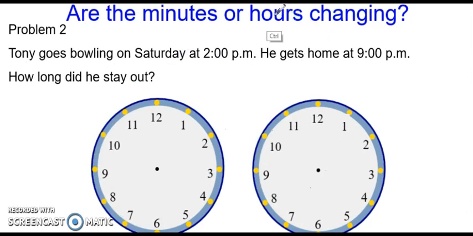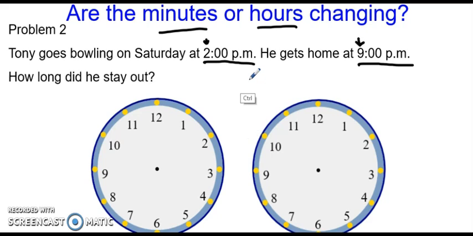Let's try another problem. Problem 2 says Tony goes bowling on Saturday at 2 p.m. He gets home at 9 p.m. How long did he stay out? So again, ask yourself, is it the minutes or the hours that are changing? Well, here, my hour is 2. In this one, my hour is 9. My minutes are 0 here and 0 here. So that means that my hours are changing.